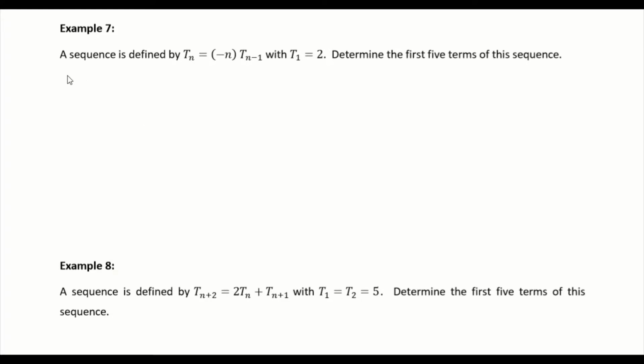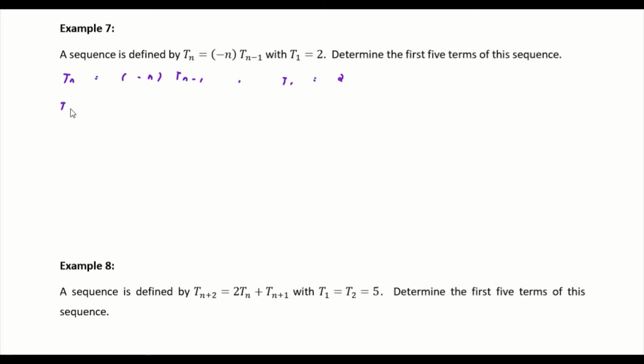Okay, so same thing. Let's try it out. Tn equals negative n times Tn minus 1. So the first initial term is 2. Okay, so now let's try to write down. So the initial term is 2.